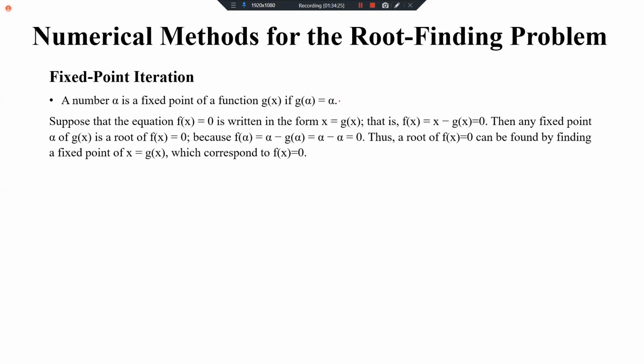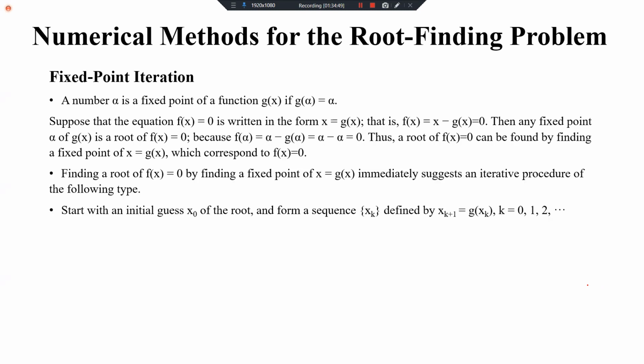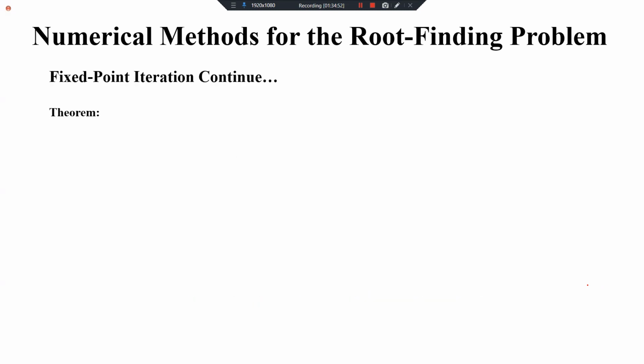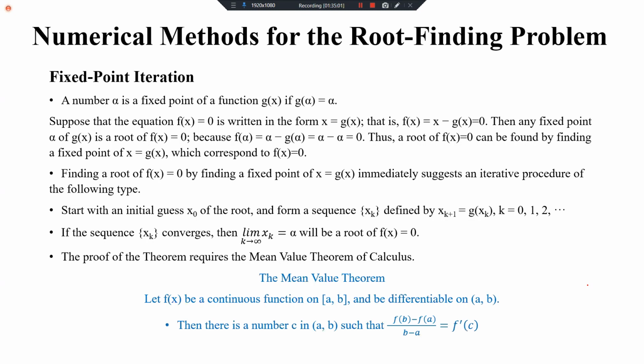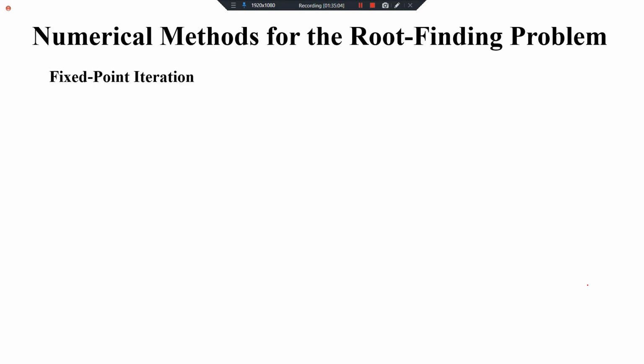If we substitute the root for this x equals g(x), then you will get 0. Before moving to other things, it is better to do some small example with this fixed point iteration. Then you can easily understand. Let's do it that way.